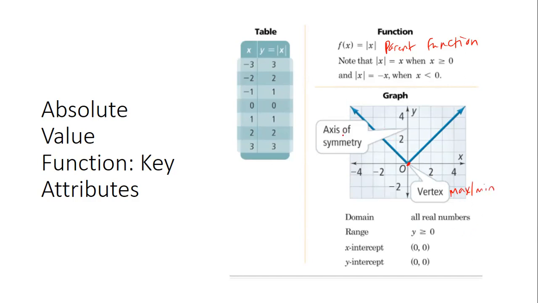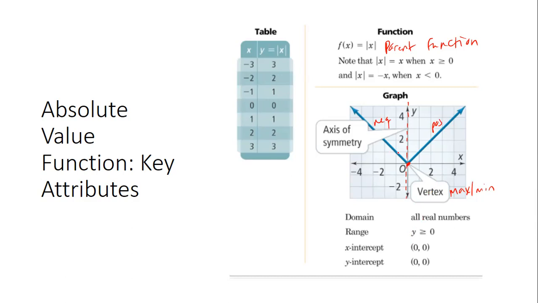After that, we have our axis of symmetry. Your axis of symmetry is the invisible line that divides your absolute value into two parts. Those two parts are a negative slope and a positive slope. A line with a negative slope and a line with a positive slope, okay?